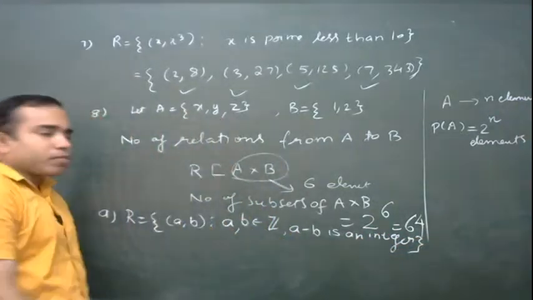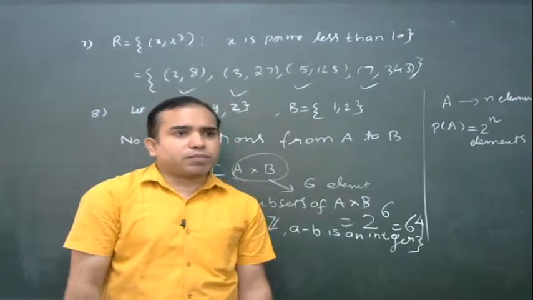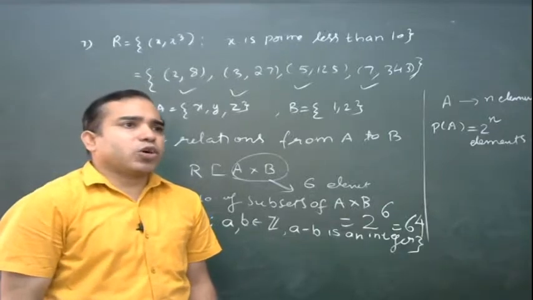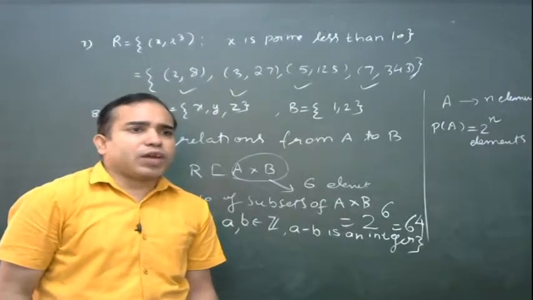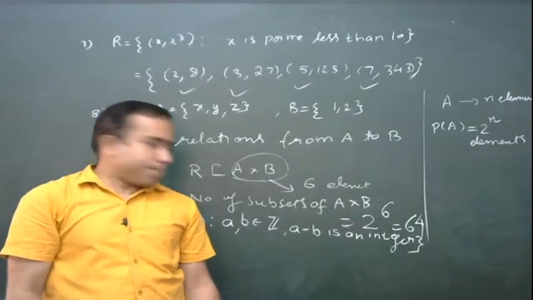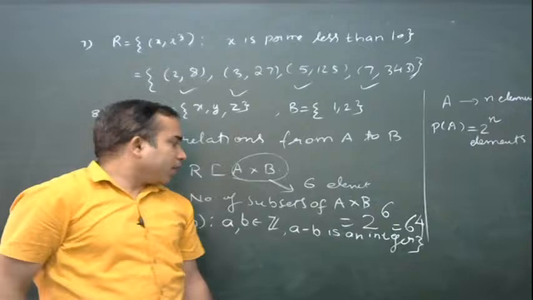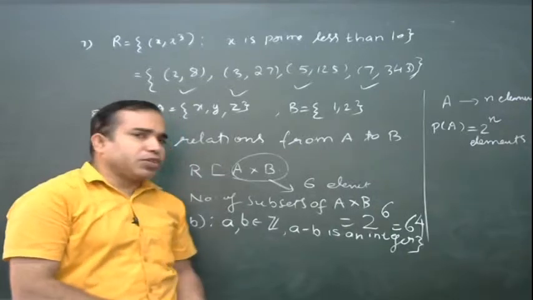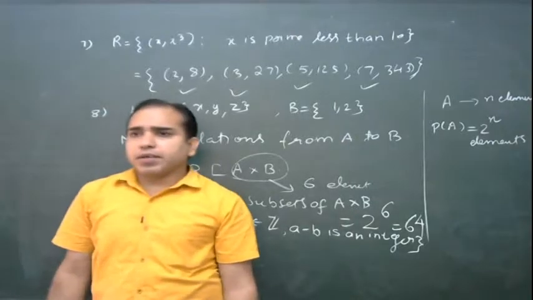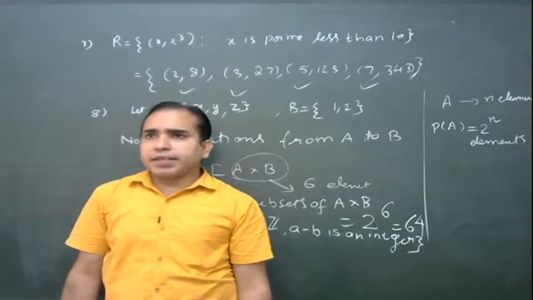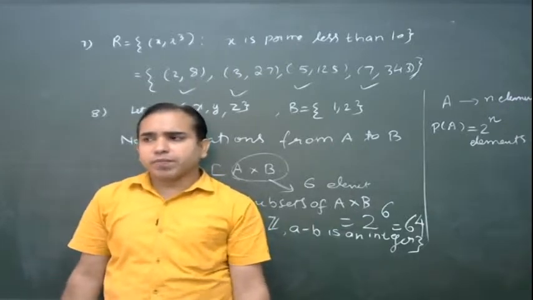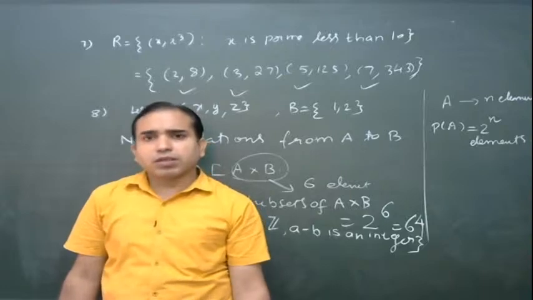I am not going to write its roster form, because the set Z is infinite and Z cross Z will contain infinitely many elements. So I am not interested in finding its roster form. Let me imagine simply that a minus b is an integer, and a and b already are integers. So I take any a and any b, the difference will always be an integer, isn't it?